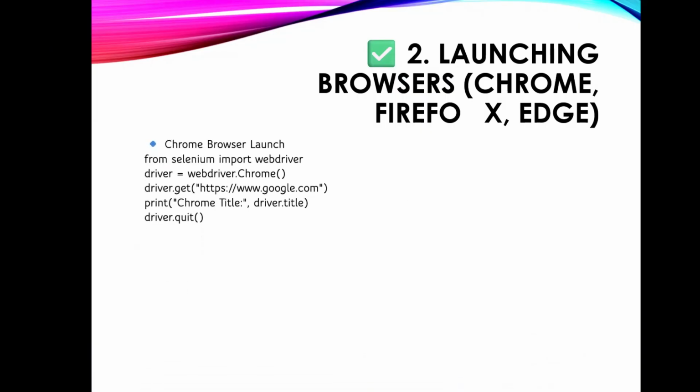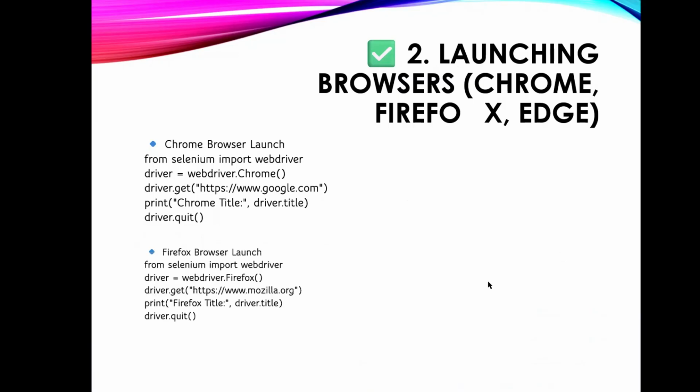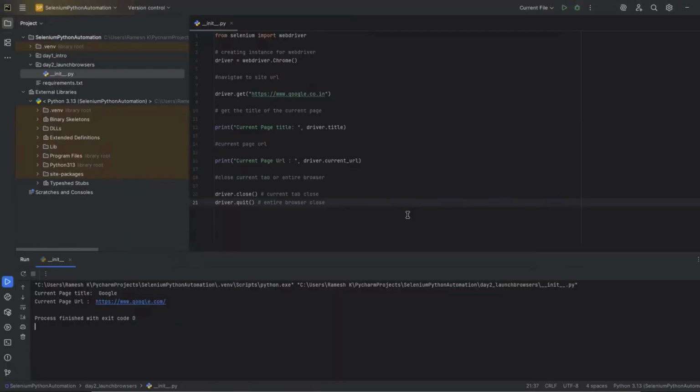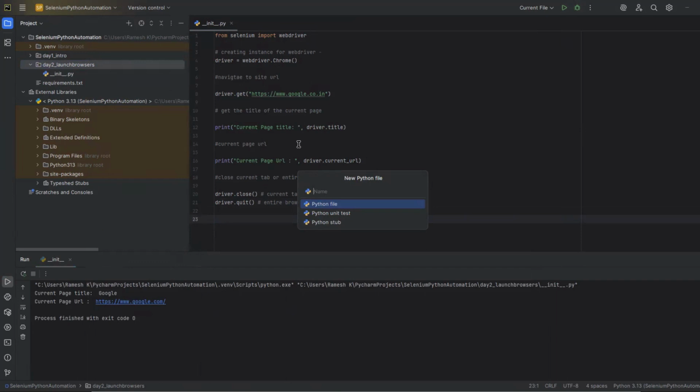Launching the browser with Chrome, Firefox, Edge. We have already done this with Chrome. Now I want to do it with Firefox as well as the Edge browser. So let's go back to PyCharm. Let me right click, create a new Python file for the Firefox launcher.